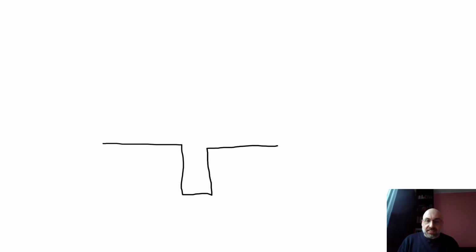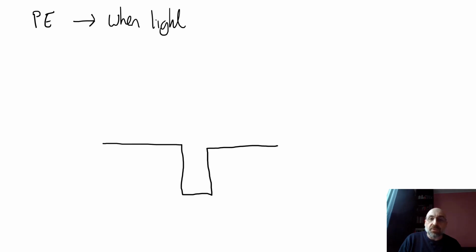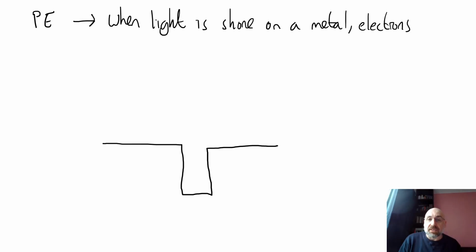So what we find is this, okay, the photoelectric effect. I'm just going to call it PE, okay, the photoelectric effect. Basically, what happens is, okay, it says this. It says that when light is shone on a metal, electrons escape.